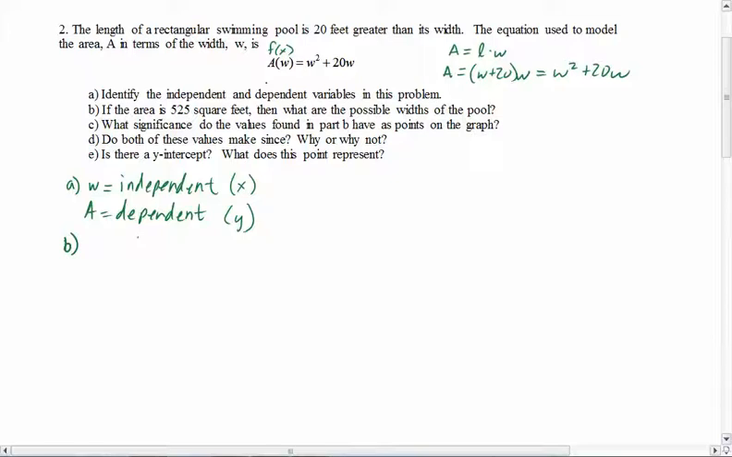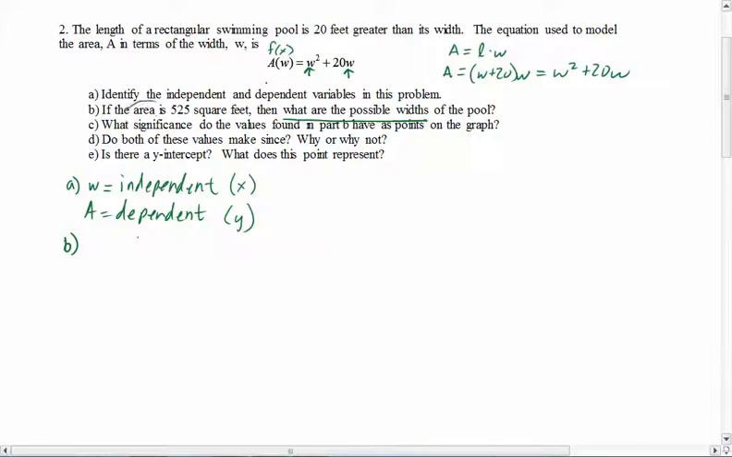If the area is 525 square feet, what are the possible widths of the pool? So 525 we'll put in for the area, right? So this is asking what are the possible widths. So it's asking me for W, which means when I use my equation, W will still be a variable. That's what I'm looking for.